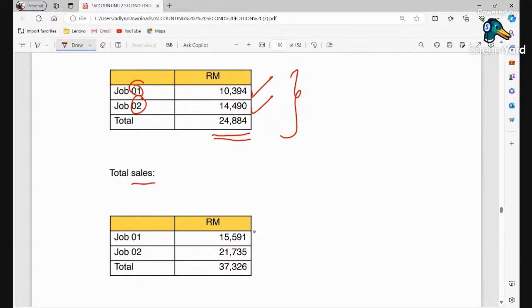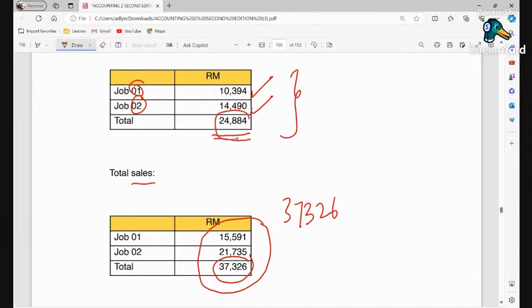Kalau total sales, yang ni saya memang salin terus dari soalan. Ini ialah harga jualan. Maksudnya harga saya dengan customer. So 01 given in the question is 15,591. 02 given in the question is 21,735. So this is your sales.